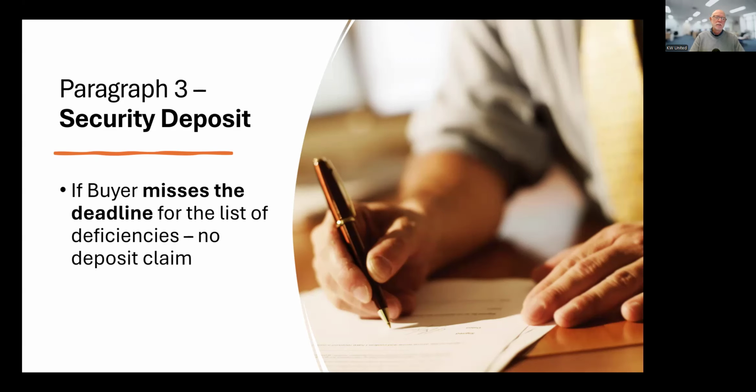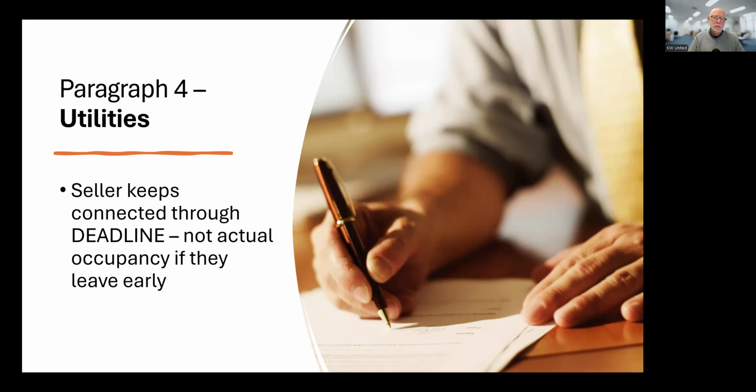We're out. Utilities, another one here. Seller keeps connected through the deadline, not when they're actually in the property. Again, they decide to leave early. They're not supposed to do anything. They're not supposed to be out till Tuesday. They leave Friday and they turn everything off. And now the buyer has got a house with no electricity, no water, whatever happens there.